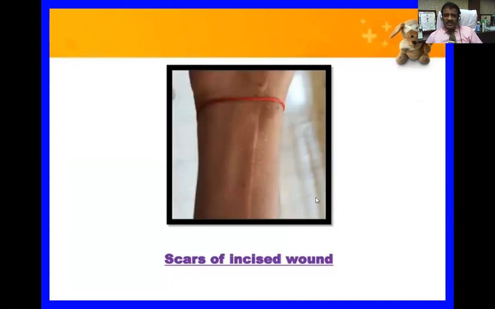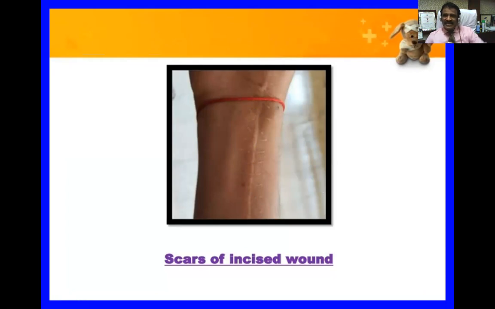Here you can see one picture of a scar caused by incised wound. So don't look at this red thread. You see this one, which is vertical here on the hand. You can see that the wound was an incised wound which is closed and which was stitched.